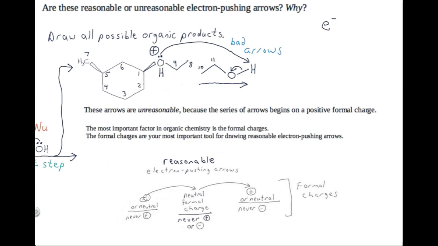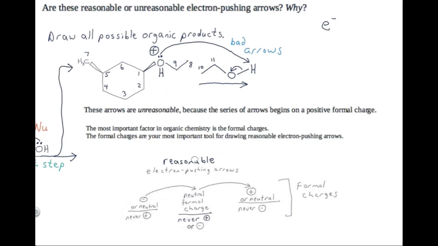At the beginning of a series of arrows, you should put either a negative formal charge or a neutral formal charge. You should never put a positive formal charge at the beginning of the series of arrows, because something with a positive formal charge wants to receive electrons, not donate electrons. That's the reason that these arrows were bad. These were bad, unreasonable arrows because they put a positive formal charge at the beginning of the series of arrows. But that's the position where we want to put a negative or a neutral formal charge, never a positive formal charge.